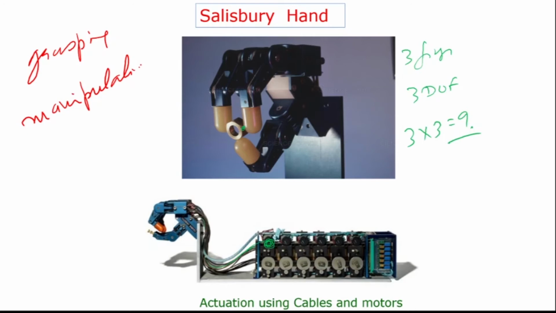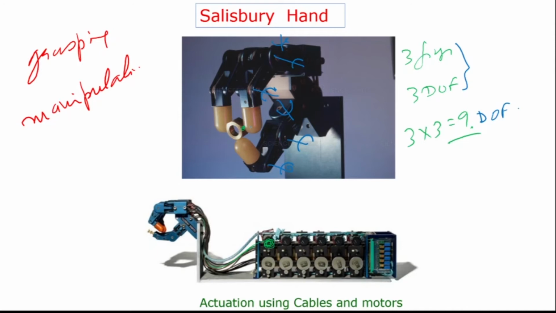Now this is a very famous hand called the Salisbury hand. It has 9 degrees of freedom, 3 degrees of freedom per finger. You can see there is one here, that's 1 degree of freedom, there's the second degree of freedom, and there is 1 degree of freedom there. Similarly here, there is 1, there is 2, there is 3. So 3 degrees of freedom per finger, and there are 3 fingers, so it is 3 into 3, that is 9 degrees of freedom this hand has. Now this hand can grasp. As you can see, it is grasping the nut there, but it can also manipulate. That means it should be able to rotate the nut or maybe move the nut in some way.